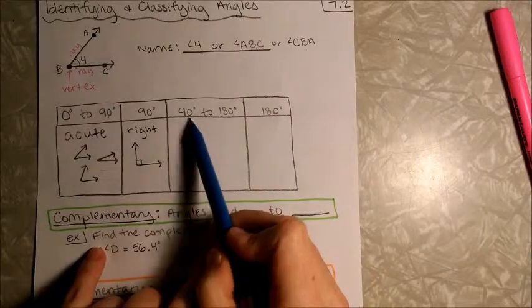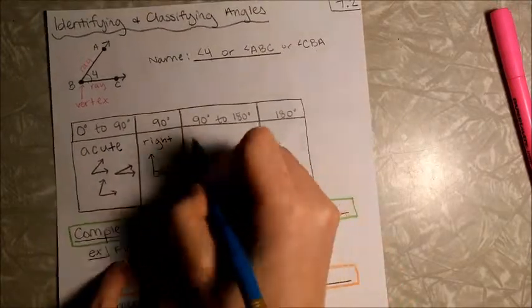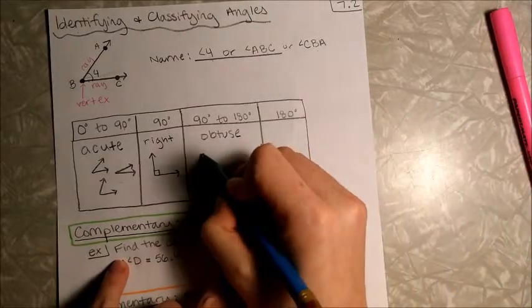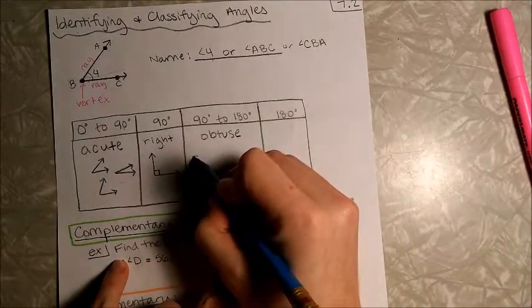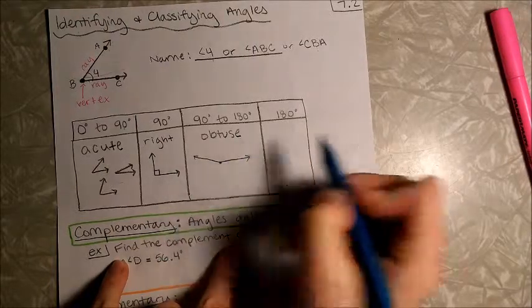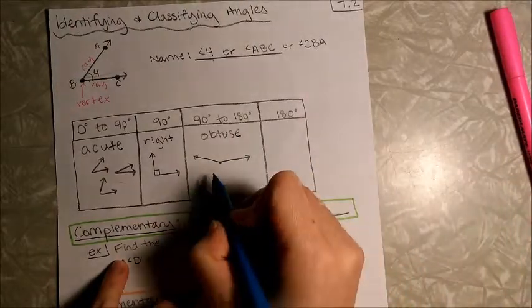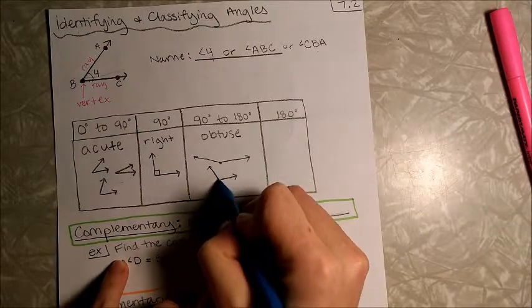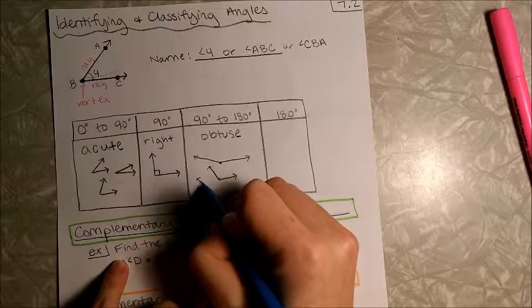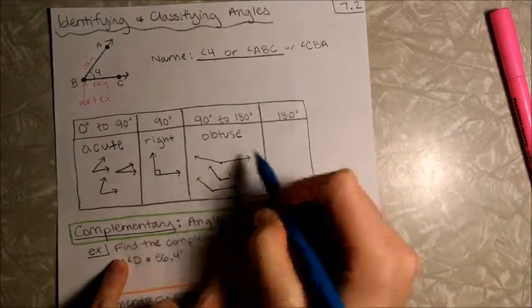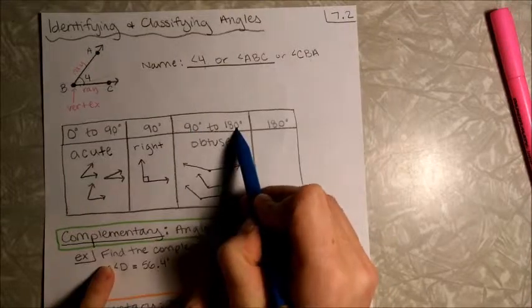If our angle is between 90 and 180 degrees, we call that obtuse. Okay? So, for instance, I could have an obtuse angle that's way big. So like this. I could have an obtuse angle that's just a little bit bigger than 90 degrees. Or I could have something in between, like this. Okay, these are all obtuse angles. Anything between 90 and 180 degrees.